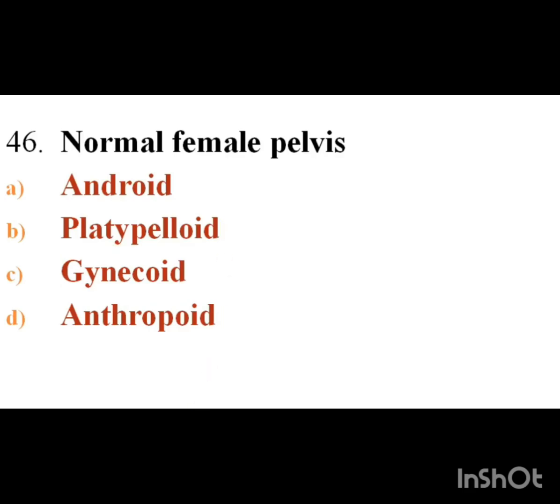Once again, android pelvis is heart shaped. Platypelloid pelvis is kidney shaped. Anthropoid pelvis is oval shaped, and gynecoid is the ideal shape, round to slightly oval, which is a normal female pelvis or true pelvis.